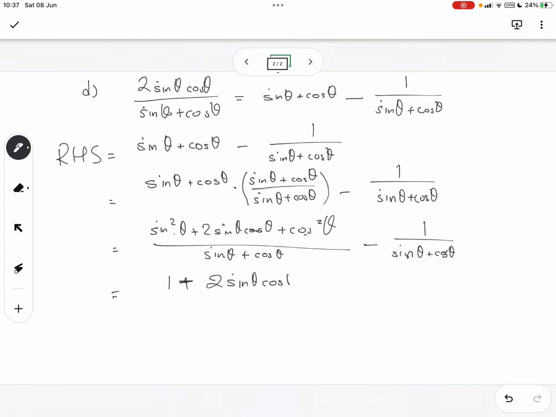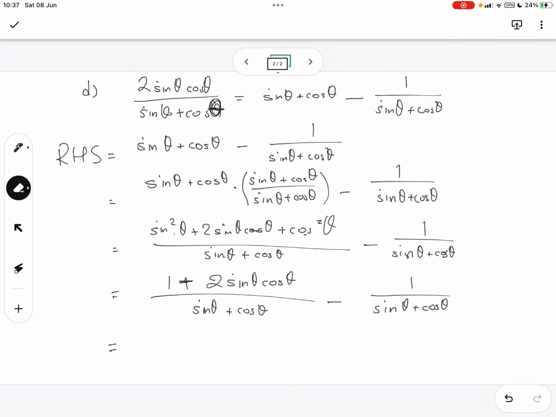So what then happens is this is a square identity. So it's 1 plus 2 sine theta cos theta over sine theta plus cos theta minus 1 over sine theta plus cos theta. You are going to see how simple the answer is. It's getting close to the left-hand side. Can you see?